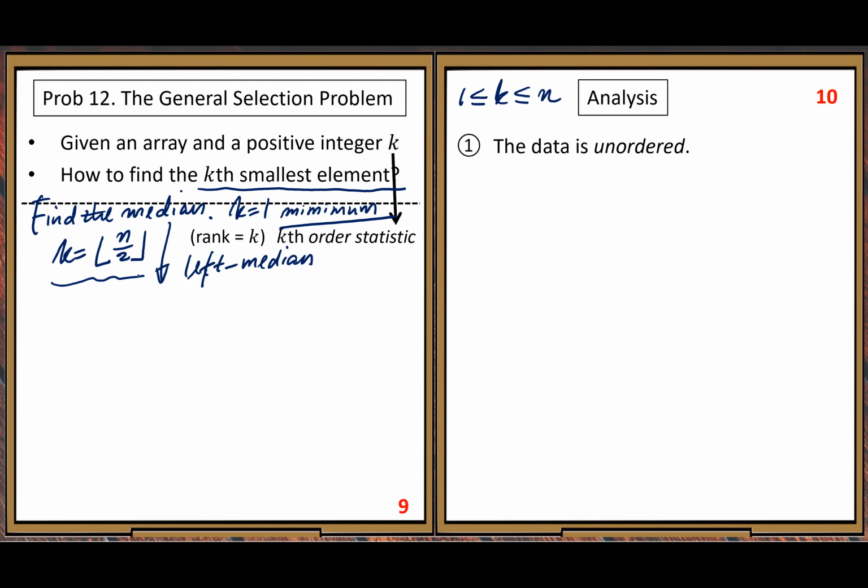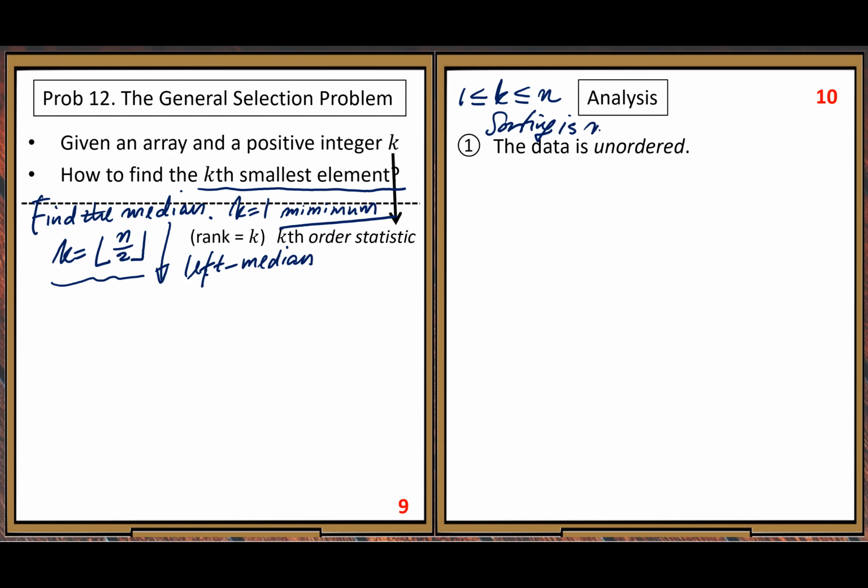Here, the data is unordered. Think about finding the median when the data is unordered. There is a question: do we need to sort the data first? Because if we sort the data, then it's very easy to find the median. But the answer is that sorting is too expensive.